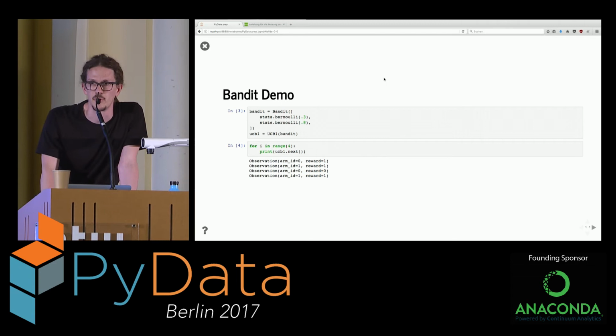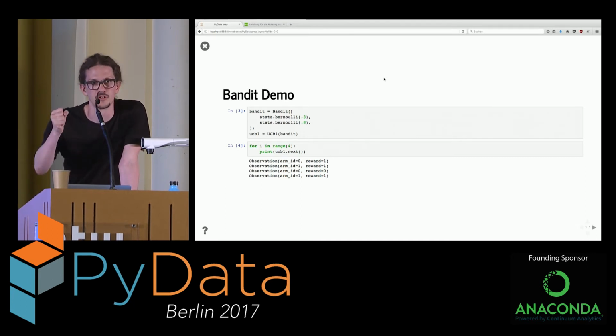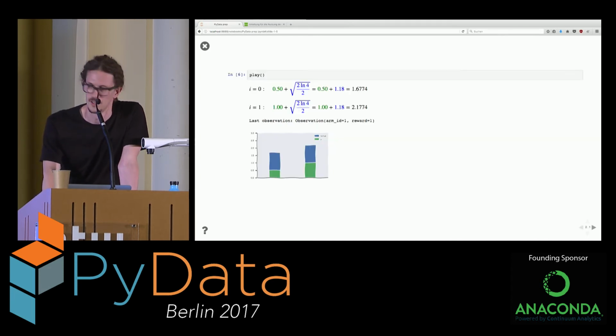The code is not really that important. There are going to be some graphs. But I have 2 Bernoulli arms, basically. One is more likely to give you a coin. The other one is less likely. And I'm going to play 4 rounds in the beginning just to have some data and some more interesting graphs.